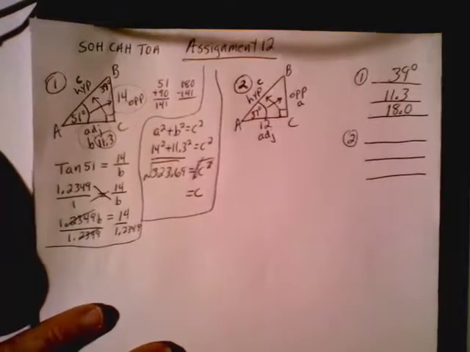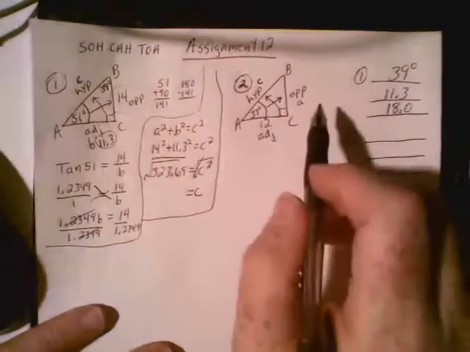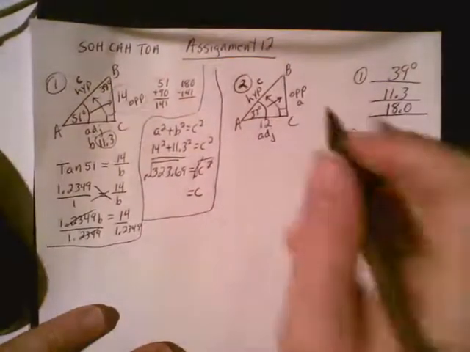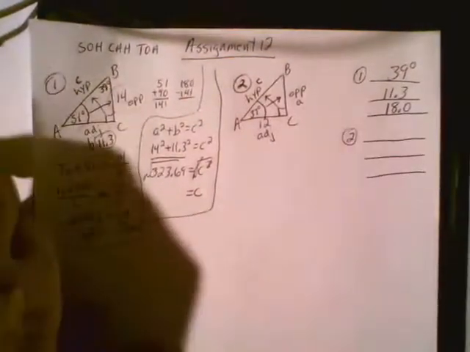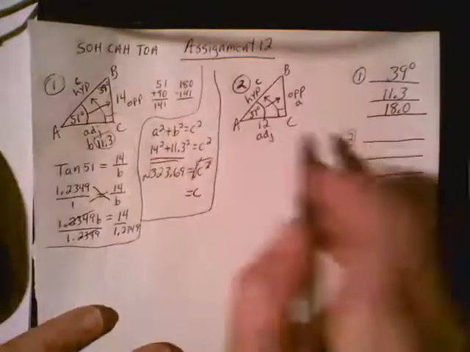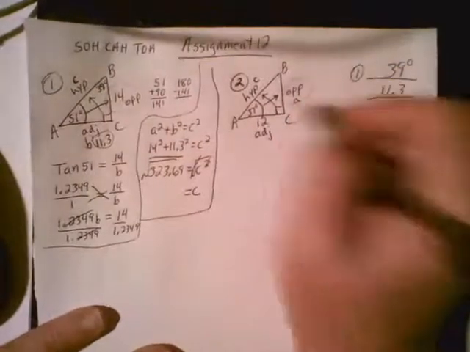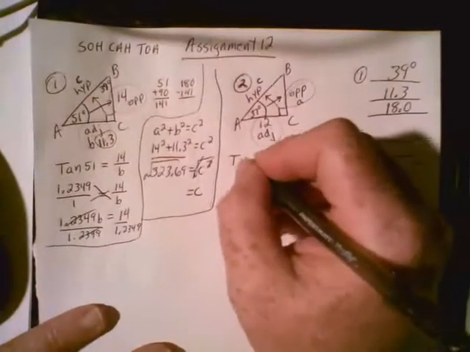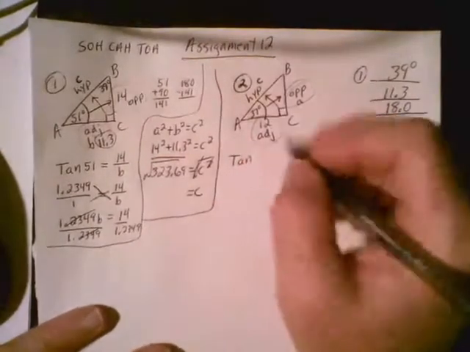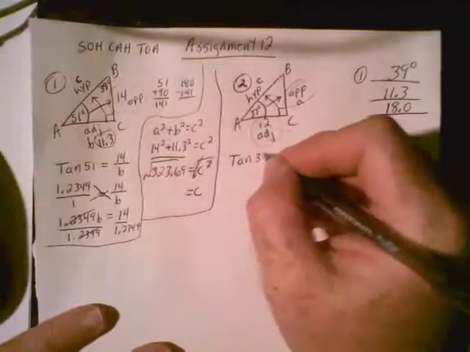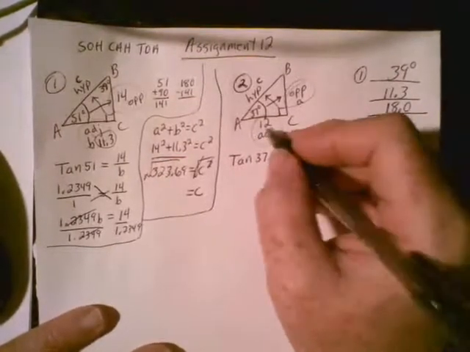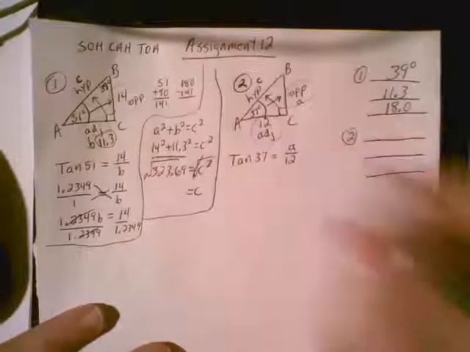I could find angle B first. That'd probably be the easiest thing, but I'm going to save that and do it different this time. So instead of finding angle B, let's find little a first. So we want to use the opposite and adjacent. Well, that's going to be the tangent of our angle, which is 37 degrees, equals the opposite, that's little a, over the adjacent, which is 12.